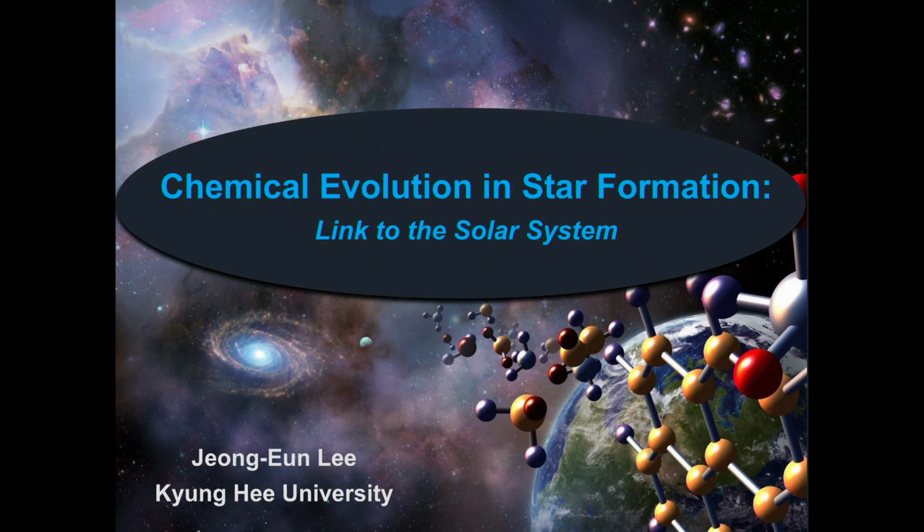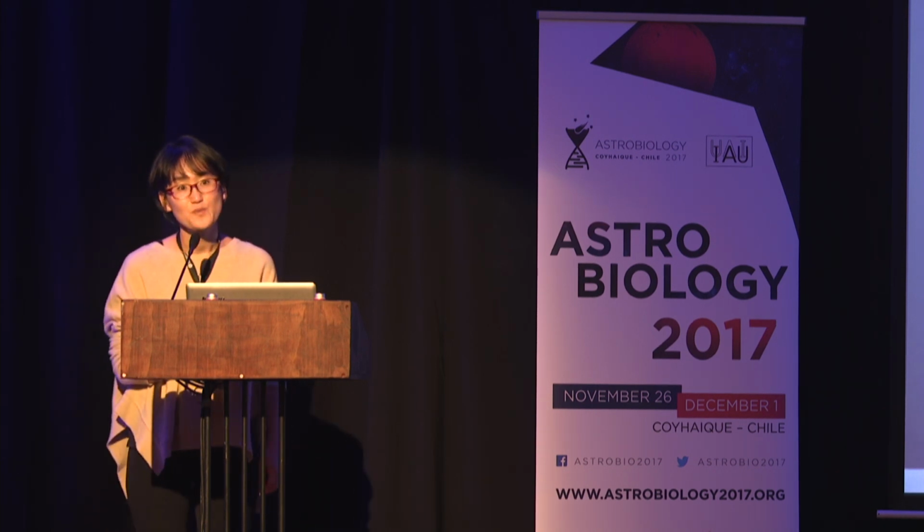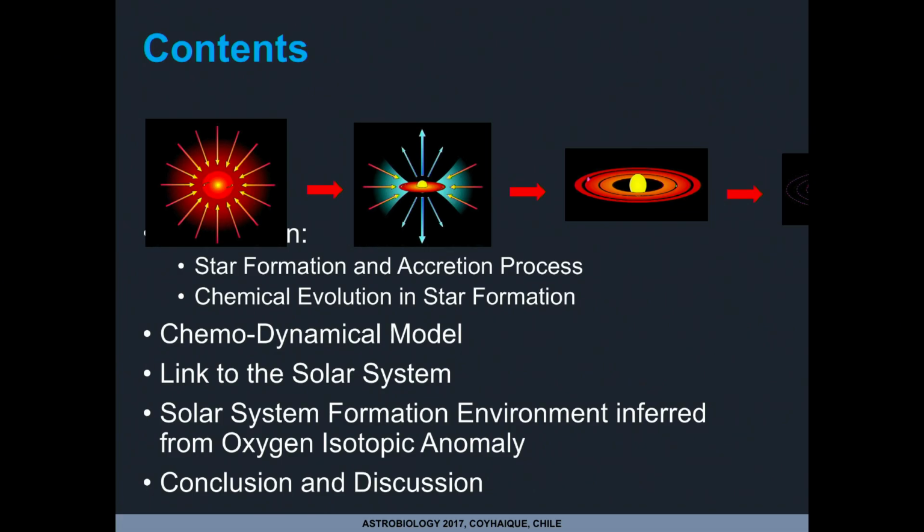Chemical evolution in star formation and how to link it to the solar system. As you heard several times today, the star formation process is the formation process of a planet system like our solar system, and sun-like stars formed by the gravitational collapse of a dense molecular core, which has the mass of several solar masses and the size of 1.1 parsec.